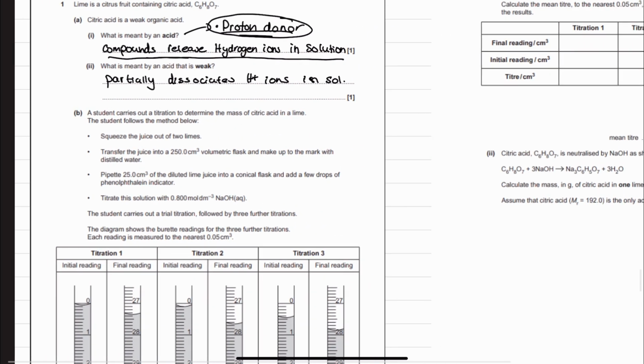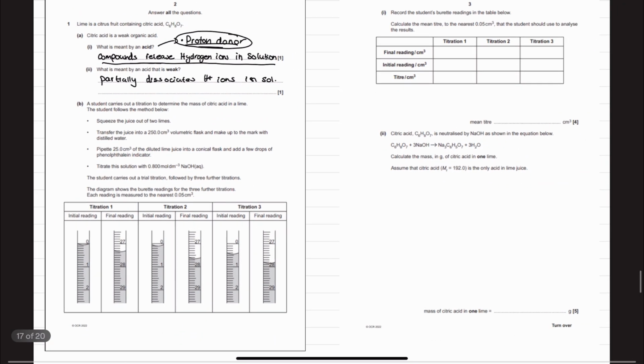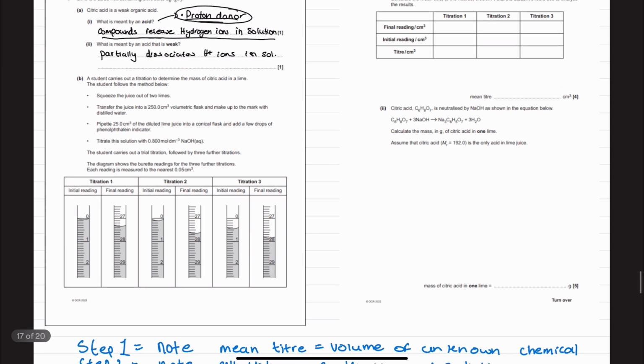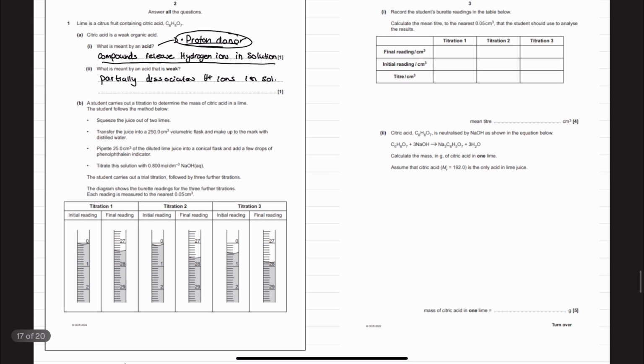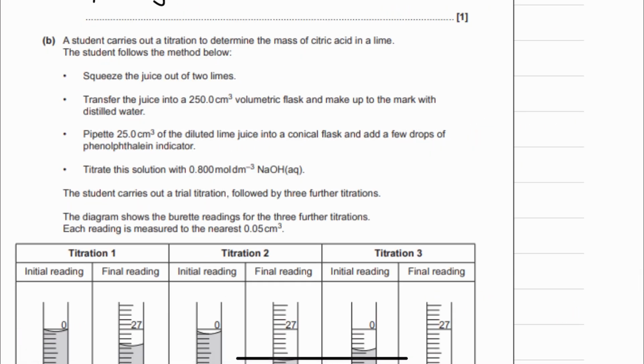Now, here goes a very good titration question. If you can answer this question front to back without any help, I believe you know titration fairly well and are ready for the exams. A student carries out a titration to determine the mass of citric acid in a lime. The student follows the method below. Squeeze the juice out of 2 limes. Transfer the juice into a 250 centimeters cubed volumetric flask.